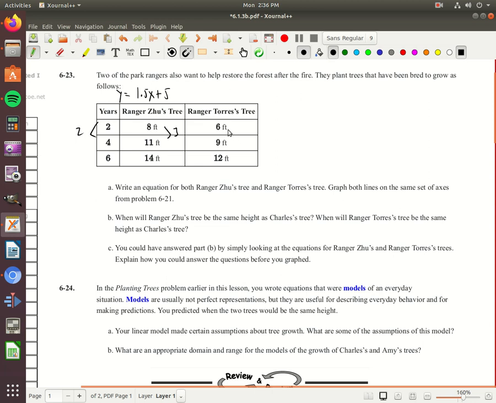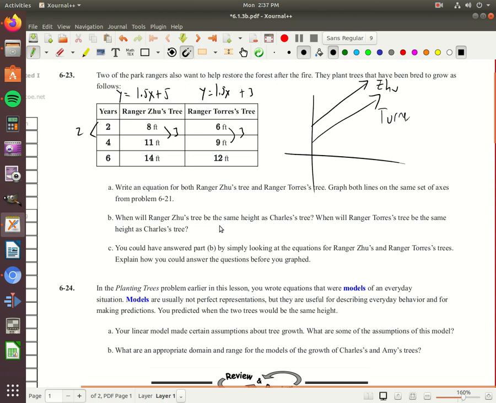Torres's, if he goes back, he's going 3 feet, so his y-intercept is going to be 3, right? I go back 2 more years, I get to 3, but his rate of growth is still 1.5. So y equals 1.5x plus 3. So it says write an equation for both of these, graph the lines. So if I graph the lines, one starts at 3 and goes up, this is Torres, and one starts at 5 and it goes up 1.5, and this is Zeus.